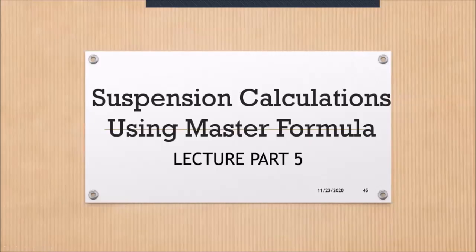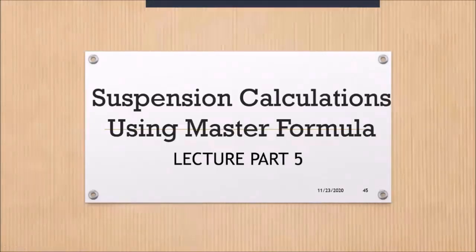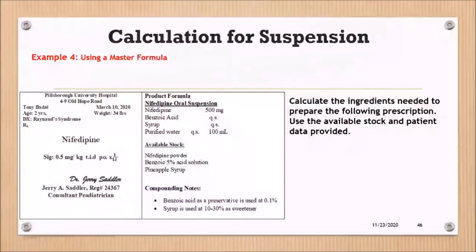We're at lecture part 5 and we're looking at calculating ingredients for suspension using master formula. So let's get right into it. We look at this prescription here and we see a couple of things. We see the product formula, which is nifedipine oral suspension. It has nifedipine 500 milligrams, benzoic acid QS, syrup QS, purified water QS for 100 mils. That is what we would deem as the master formula.